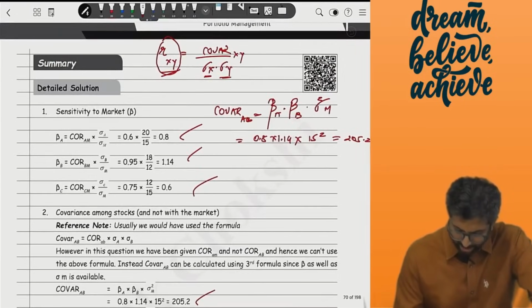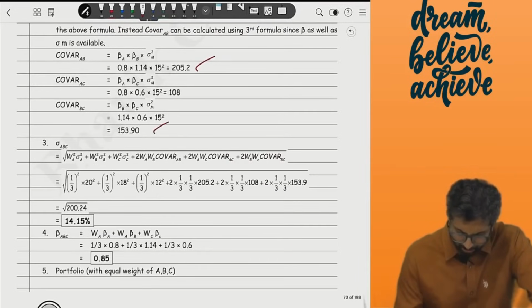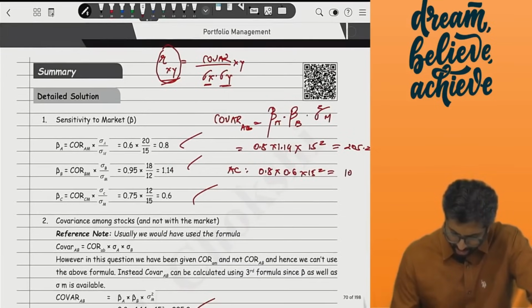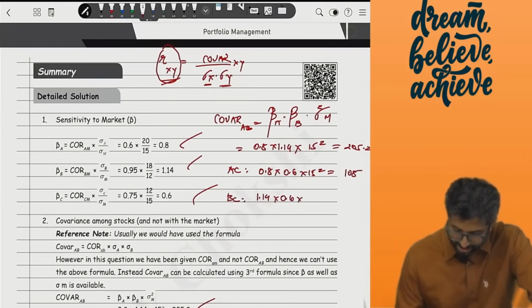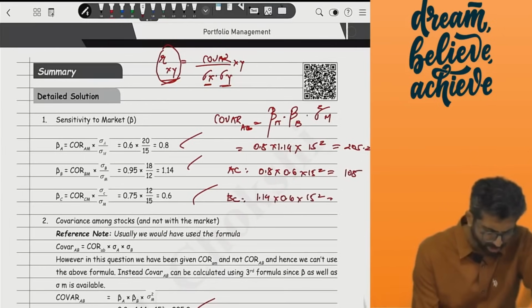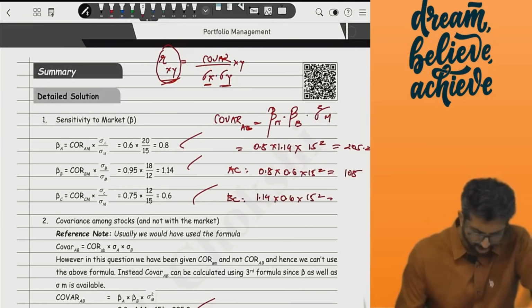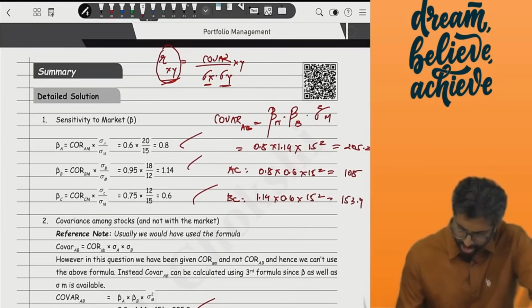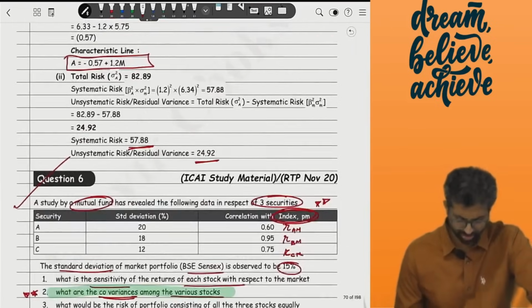Similarly, for covariance of A and C, I will say 0.8 into 0.6 into 15 squared. This will come to probably 108. And lastly covariance of BC, which is 1.14 into 0.6 into 15 squared. So if you were to calculate, 0.6 into 1.14 into 225, that is 15 squared, is 153.9. As you can see, these three numbers flash in front of you.